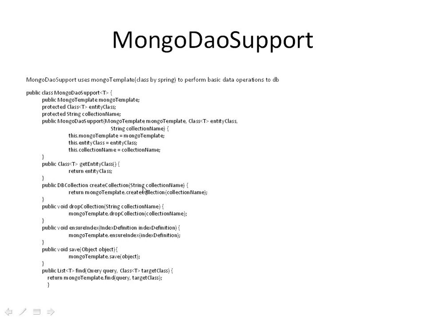For example, create a collection. While creating a collection, it uses the MongoTemplate, in which we have already defined which database to use. So it will create this collection in that particular database. If I want to drop a collection, I can use that. If I want to ensure some index, save some object, or find some object, there are many features of this class.